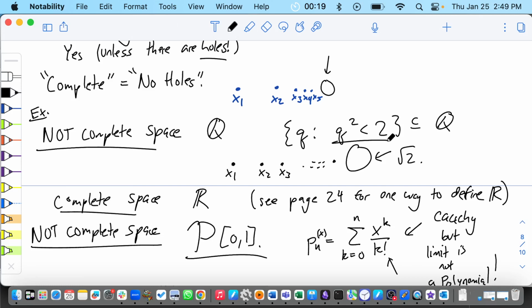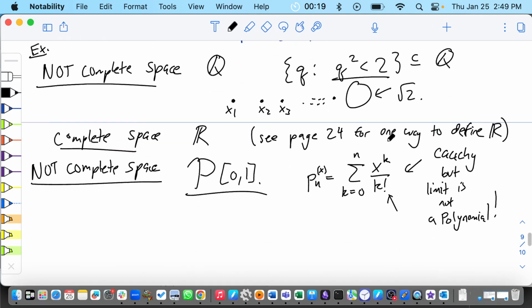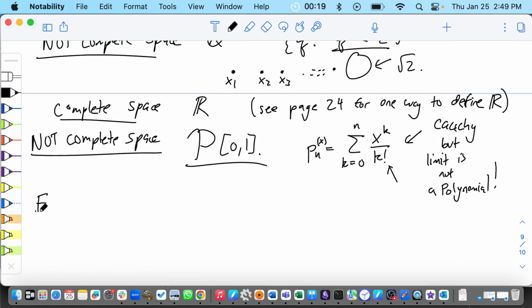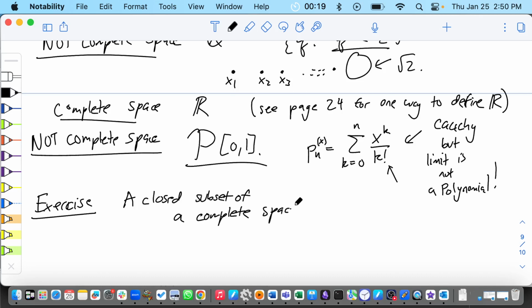And I guess if you take a closed subset of a complete space, it's still complete. This is like the exercise version of what you said. So I'll leave this as an exercise. It's not hard. A closed subset of a complete space is still complete.